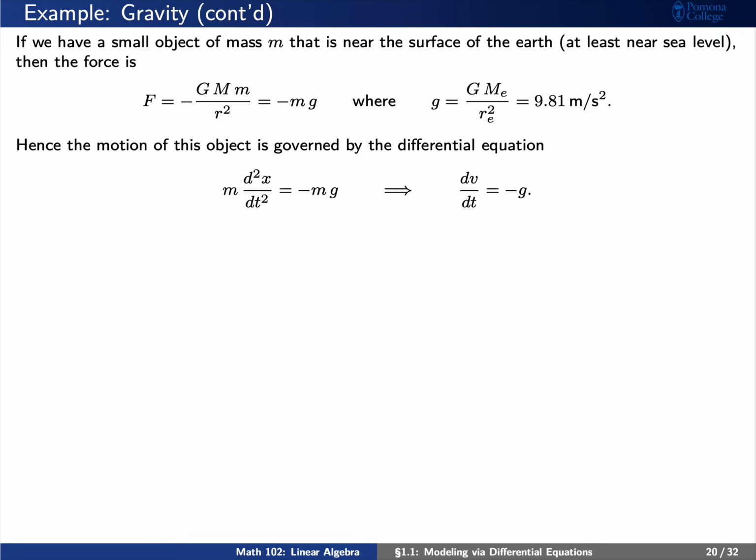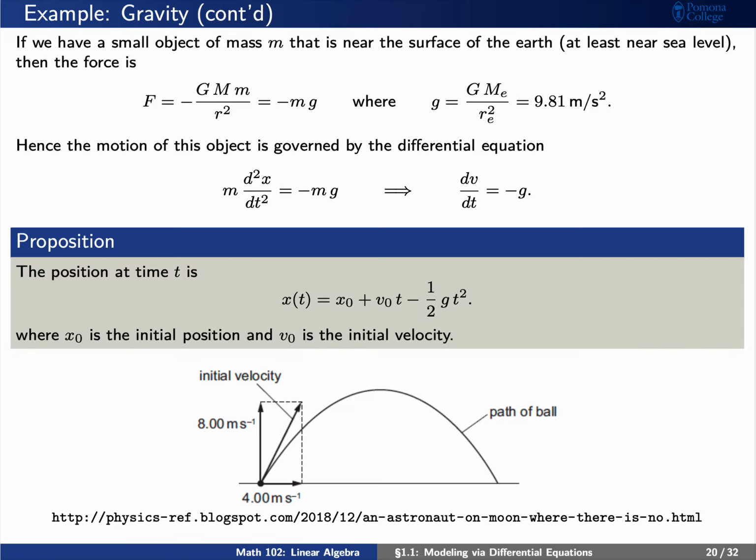Hence, the motion of this object is actually governed by a differential equation. That is, we have here dv/dt equals negative g. We won't explain how just now, but one can actually solve this differential equation to find that the position x of t is an equation that you see here on your screen. We can write x of t as x0 plus v0 times t minus 1/2 g t squared.